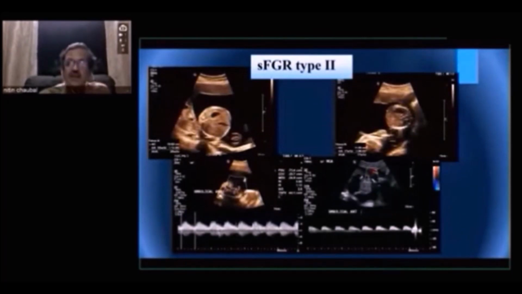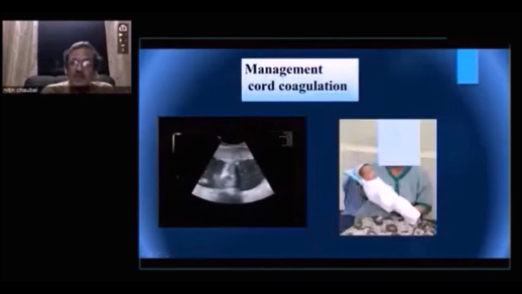So this is a type 2 sFGR. We saw it at 20 weeks of gestation. The discordancy, as you can see, is already gross, about 35%. The umbilical artery shows an absent diastolic flow. So we counseled the patient, and by the time we counseled and they accepted, it was already close to 22 weeks of gestation, and we did a cord coagulation.